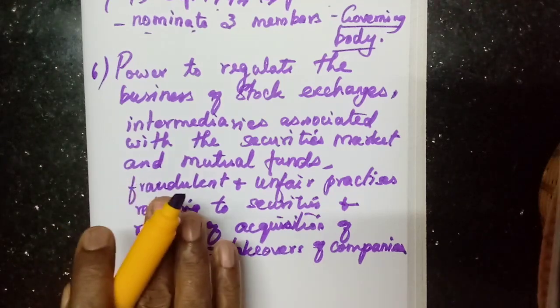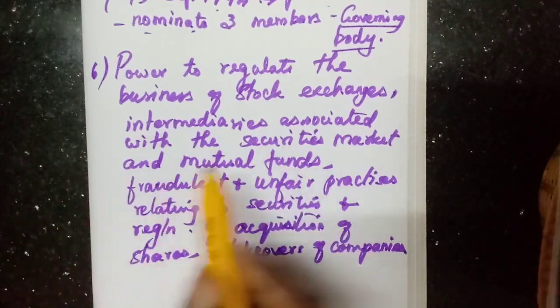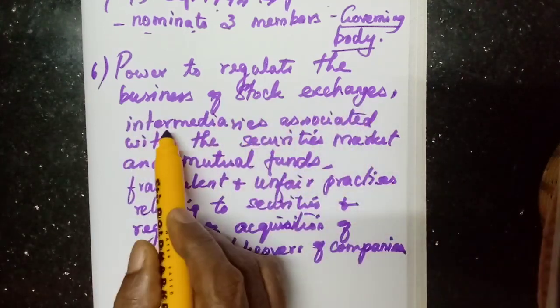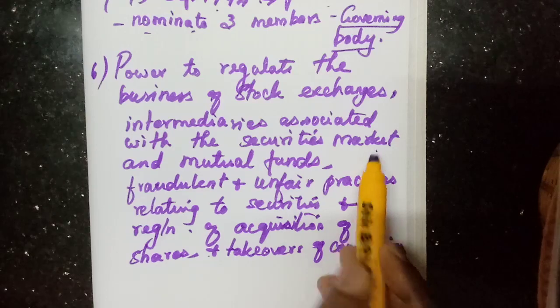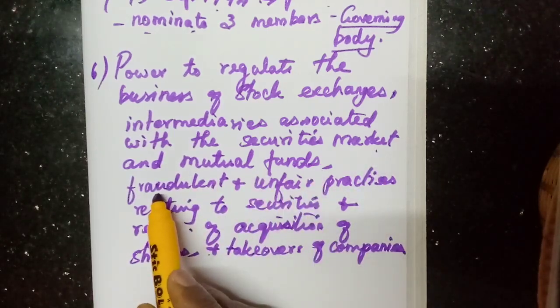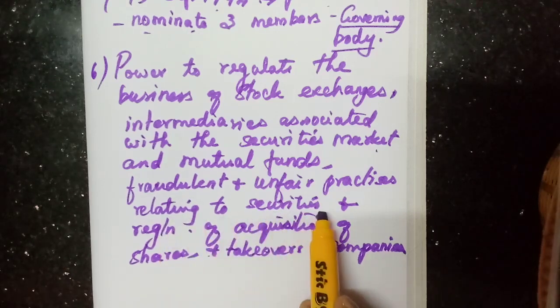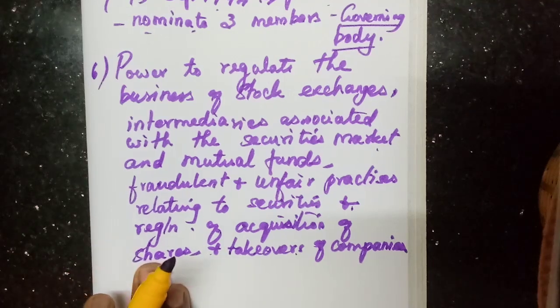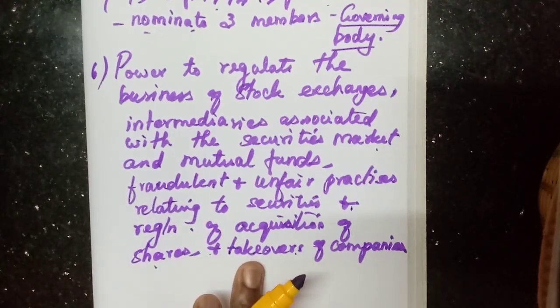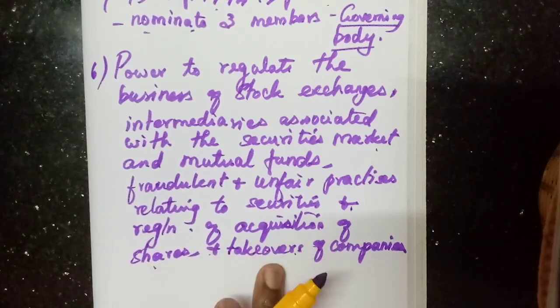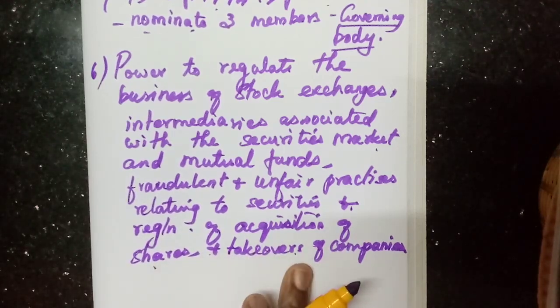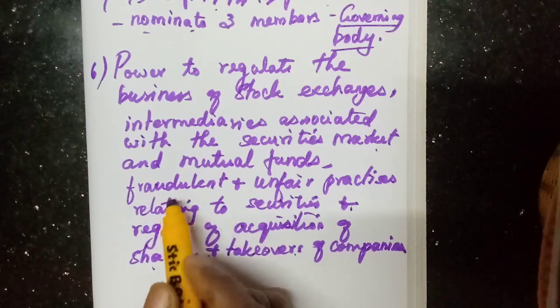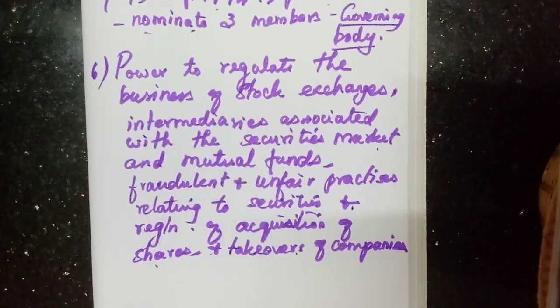Understood? So that is the last point. SEBI is empowered to regulate the business of stock exchanges, then intermediaries associated with the securities market and mutual funds, then any fraudulent and unfair practices relating to securities, and regulation of acquisition of shares and takeovers of companies. All these must be regulated. If any company is going to be purchased by another company, that is called acquisition of shares. Then takeover: one company will be amalgamated, joined together. All these must be regulated by SEBI. That is the last power.